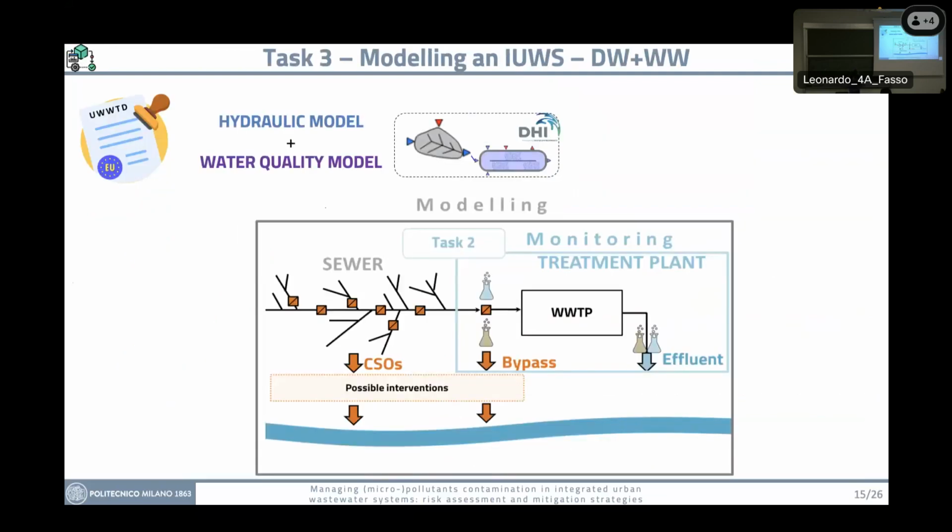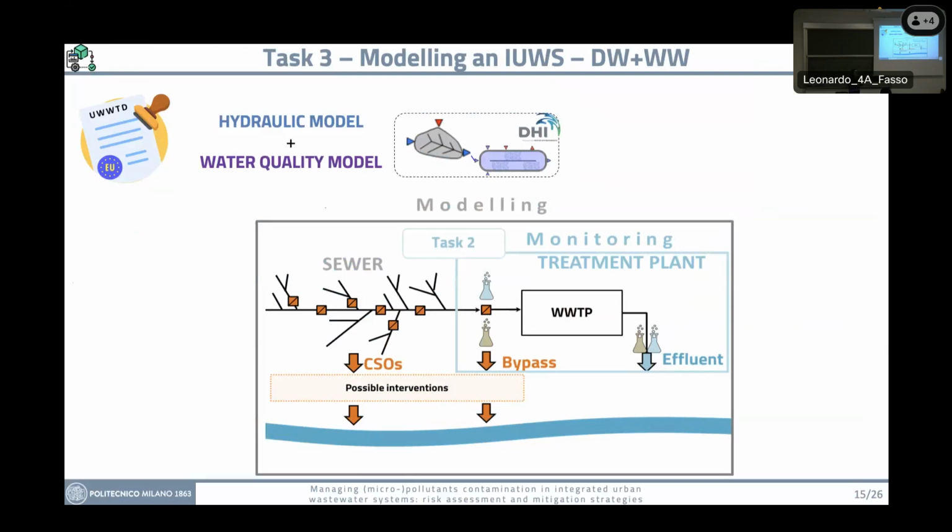So we realized the hydraulic model for the system and the water quality model. That is also what is required by the revision of the Urban Wastewater Treatment Directive. And this is the system where we have this part of the plant that was monitored in task 2. And with the results from this task, we can calibrate all the contaminants released by the sewer system.